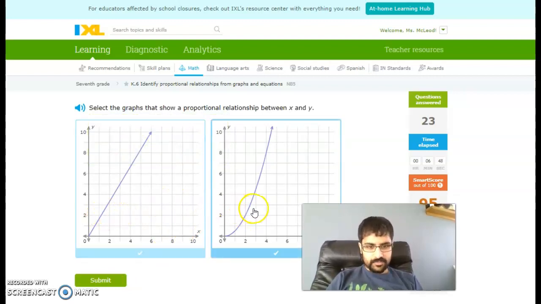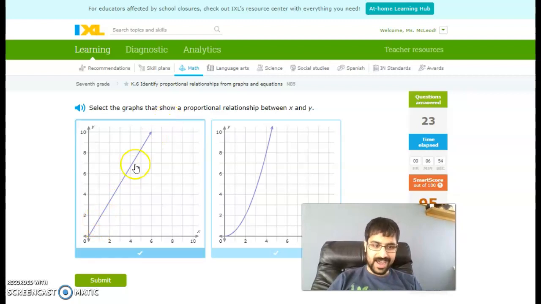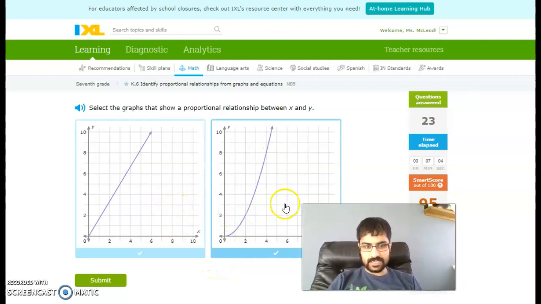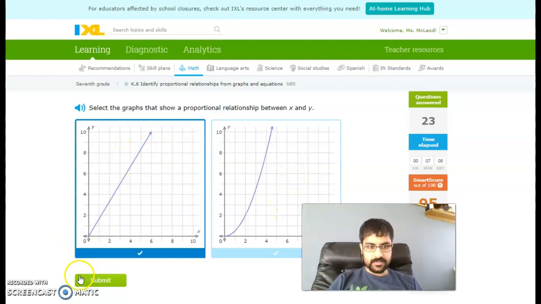So you'll notice here, both of these pass through the origin. But the second rule, really the first rule that I should explain, was that they have to be a straight line to be proportional. So here I see a straight line, but this one is curvy lined. Again, feel free to reference back to Tuesday's video if you want to identify between linear and nonlinear functions. But for it to be proportional, it's got to meet both criteria, being linear and passing through the origin.